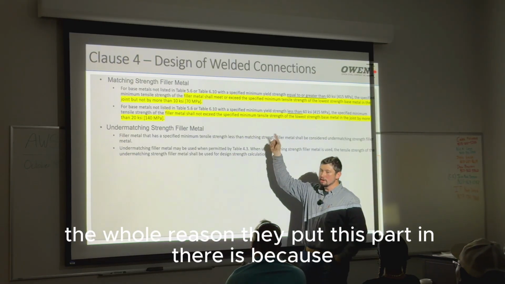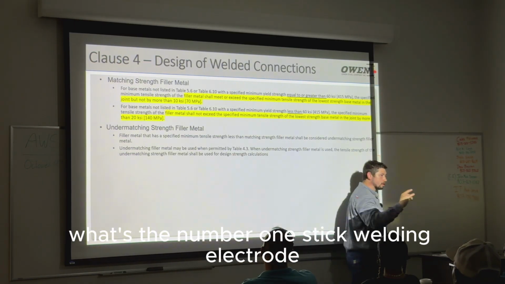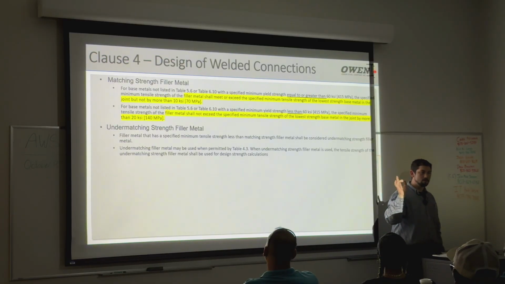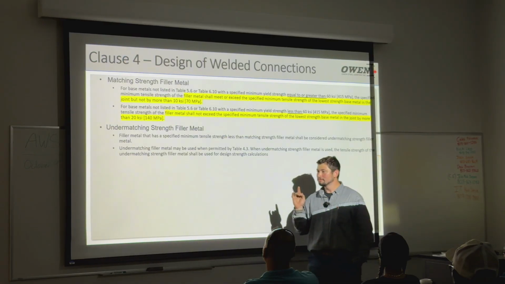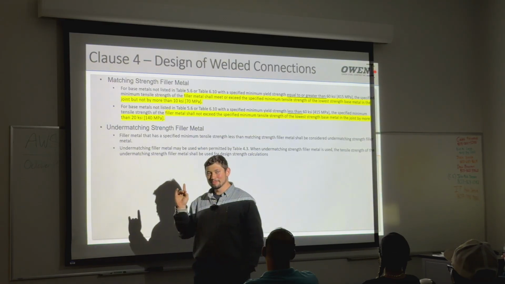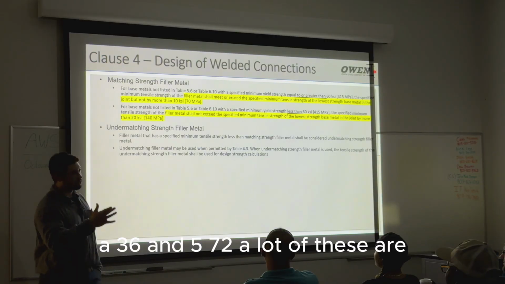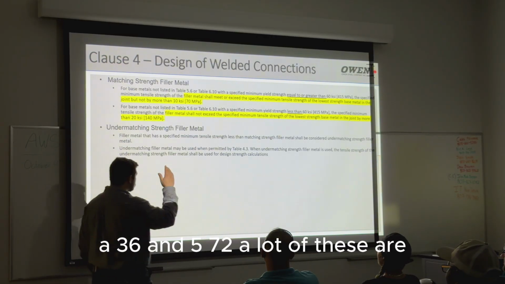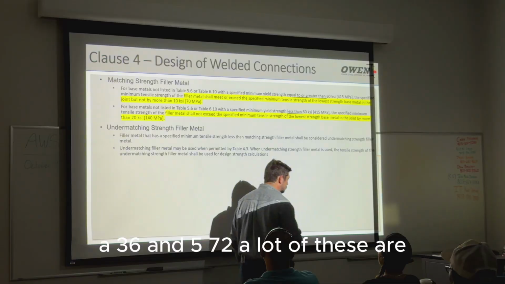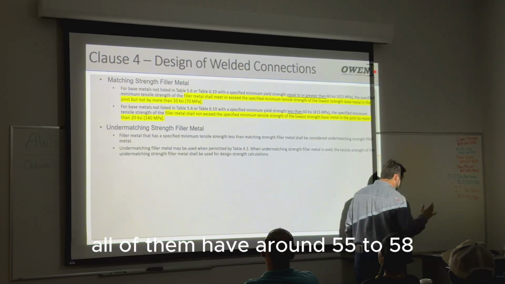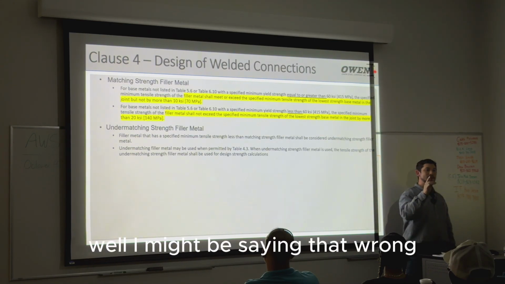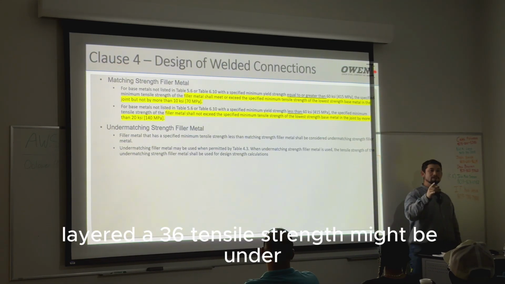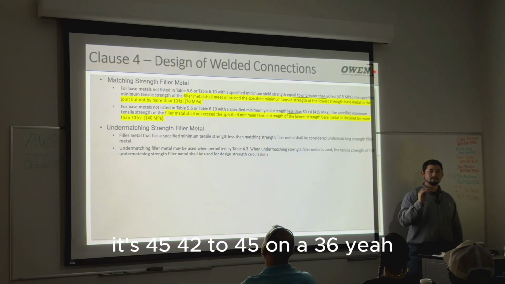is because what's the number one stick welding electrode y'all learned to use? 7018. What material do y'all weld on? A36 and A572. A lot of these have around 55 to 58. Well, I might be saying that wrong. A36 tensile strength might be under, 42 to 45 for A36.